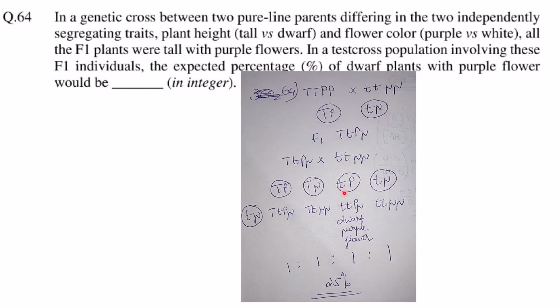So I have done the genetic cross over here. The parents will be, they have told, pure line parents. So capital T, capital T, capital P, capital P. P is for the purple color and T is for tallness. Small t is for dwarf and small p is for white. So F1 will be TtPp. Then you cross it with the homozygous recessive parent, that is your test cross, and you will get 1:1:1:1 ratio, that means the dwarf plant with purple flower will be 25%.